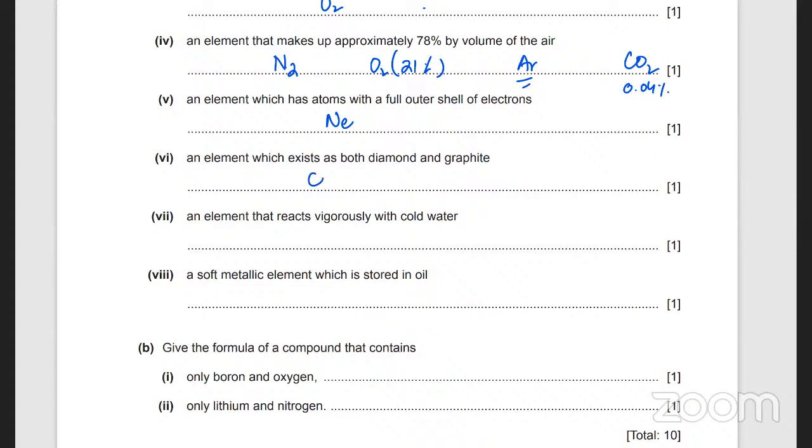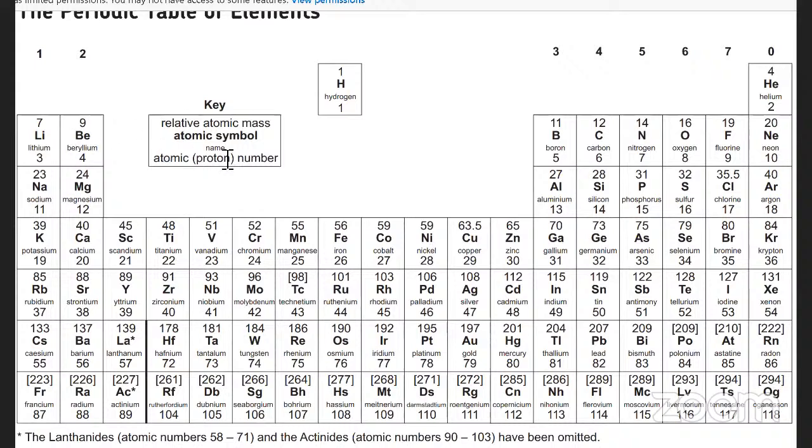An element that reacts vigorously with cold water. So which one is the period 3 neon? Potassium. Period lithium to neon उसने कहा हुआ है. Oh, okay. It reacts violently with water. Fluorine? No, that's not it. नहीं, lithium itself. हाँ, lithium होगा ना, because group 1 metals react very violently with water.